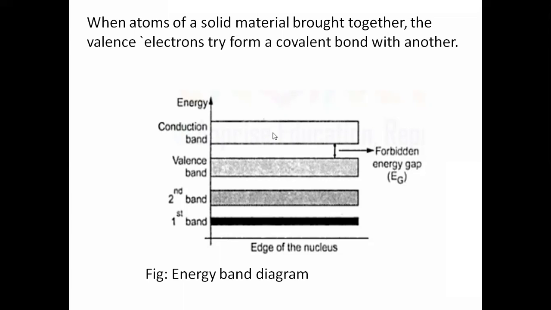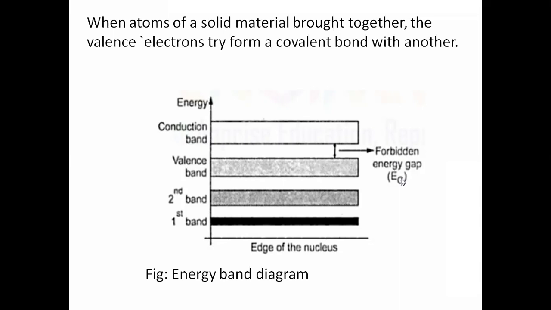So here this band diagram is also an important one. In between the valence band and the conduction band, we have a forbidden energy gap. The electrons do not stand or be present in this forbidden energy gap. They move to the conduction band. So this is a forbidden energy band, or we can call it the forbidden energy gap.